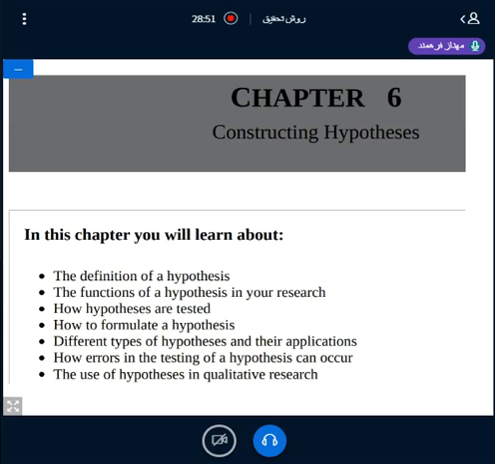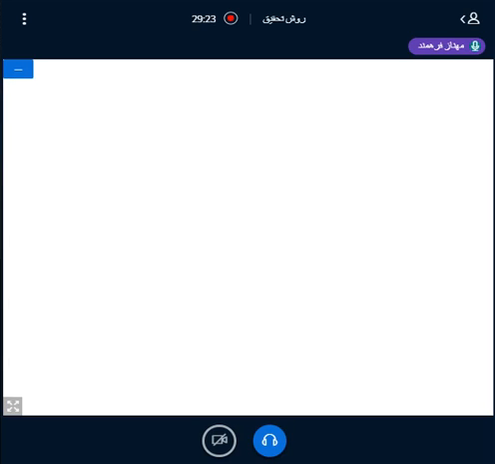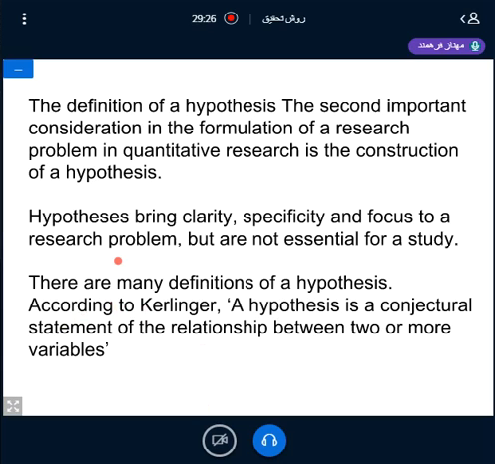In this chapter, you will learn about the definition of a hypothesis, the function of a hypothesis in your research, how hypotheses are tested, how to formulate a hypothesis or write a hypothesis, different types of hypotheses and their applications. But we're going to study briefly how errors in testing of a hypothesis can occur and the use of hypothesis in qualitative research. But we're not going to study all of these purposes. The definition of a hypothesis.